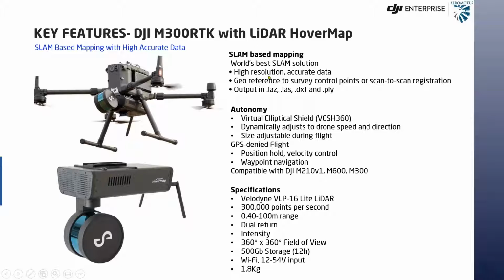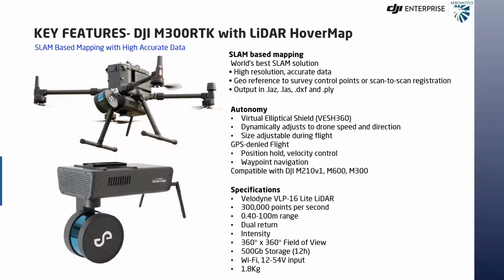LiDAR OverMap is the world's best SLAM solution, SLAM being simultaneous localization and mapping. High resolution with accurate data. You're able to georeference to your survey control points and do scan-to-scan registration. The direct output from the LiDAR is LAS, LAZ, DXF, and .ply, which can be imported into many environments such as Autodesk and Revit. So multiple environments you can then use the data.